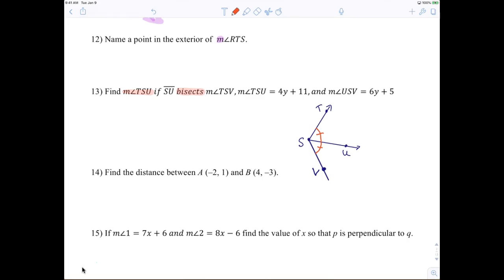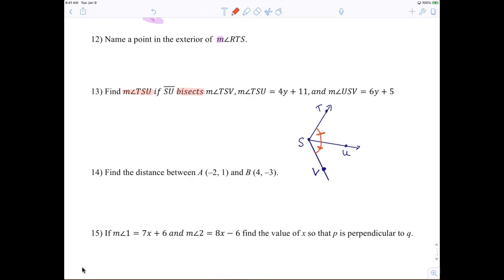So what's true about TSU and USV? I'll say it one more time. Look up. What's true about those angles? Tell me, Ava. They are equal. Thank you. So this tick mark and this tick mark represent that those two angles are equal. And if those two angles are equal, then SU did what to TSV? Bisected it. We just cut it in half. That's all we did.